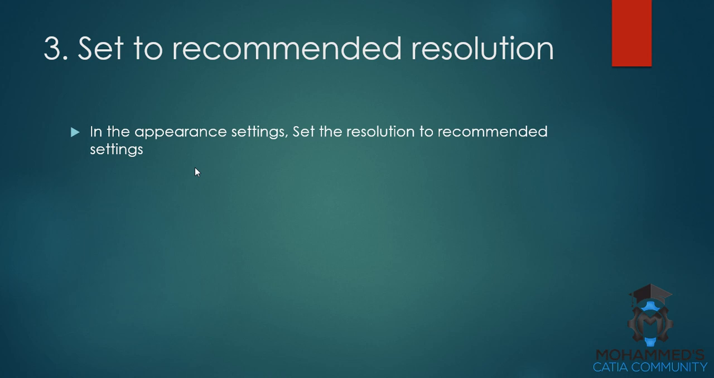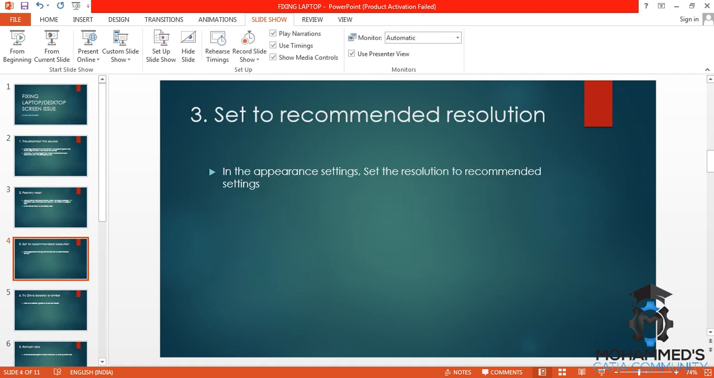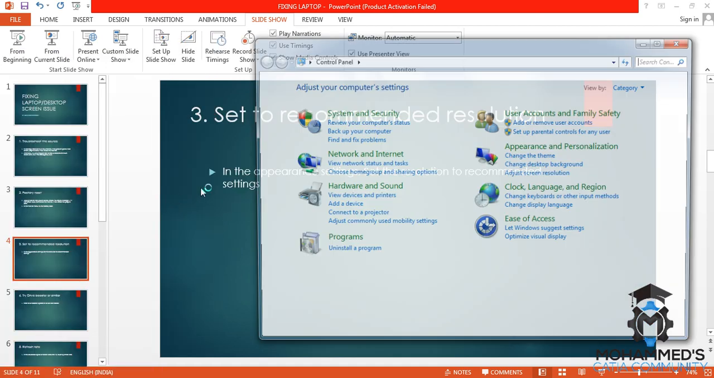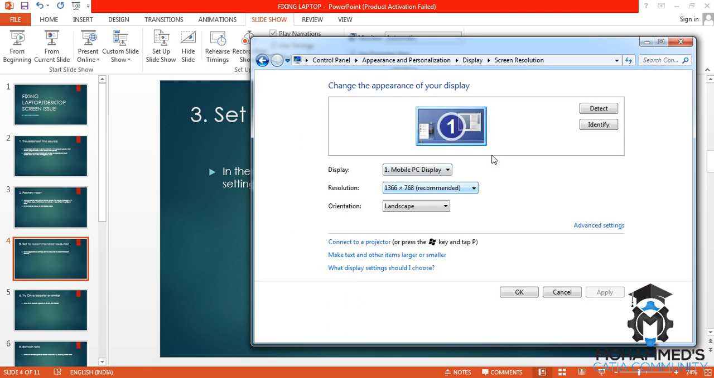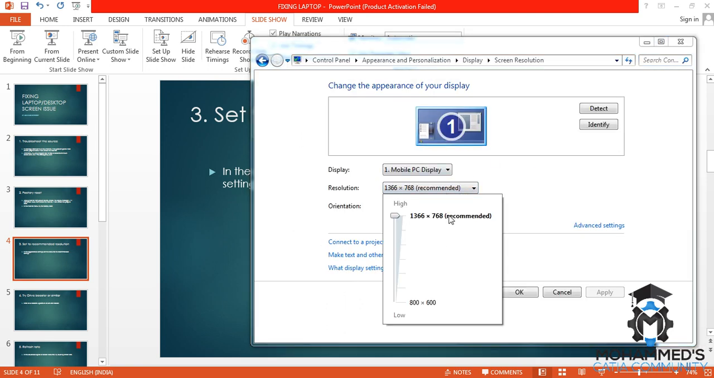Now, thirdly, set to recommended resolution. You can try this, and in fact, this is the only step which was recommended by the HP support team, and it was not much of a use for me, but you can still give it a try. Just go to control panel. If you want, I can guide you with that. Start control panel, and you can go for adjust screen resolution, and in this you can just make sure that you're in the recommended resolution.